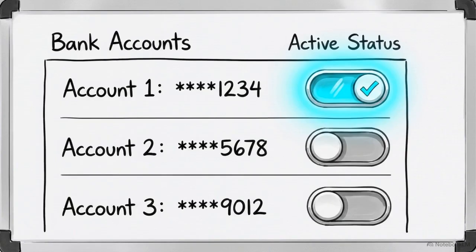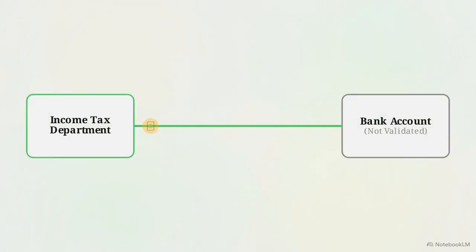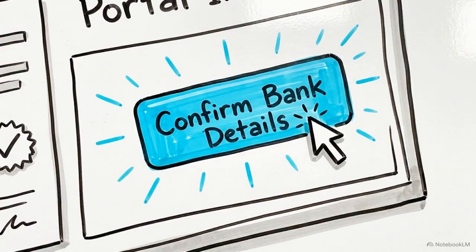You must ensure that at least one active account is toggled on for your refund nomination. Skipping this simple bank validation check is the primary reason completed tax refunds fail to reach a taxpayer's account. Lock it in before you move forward.